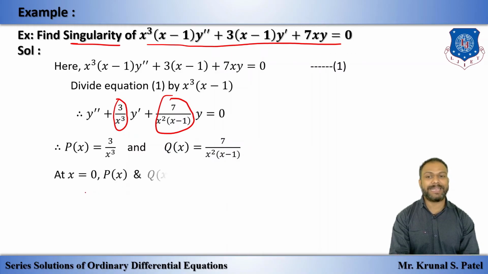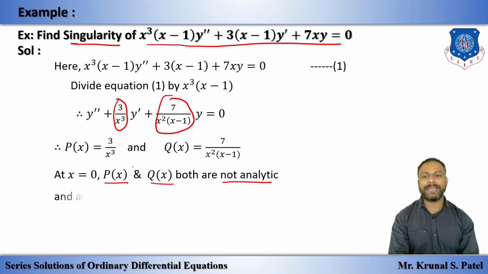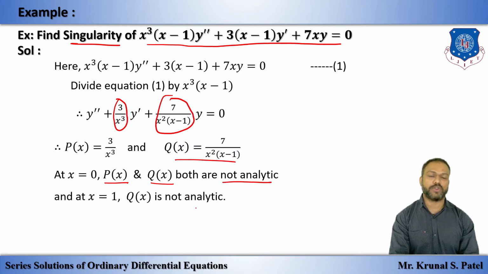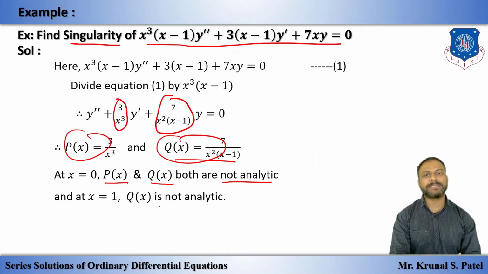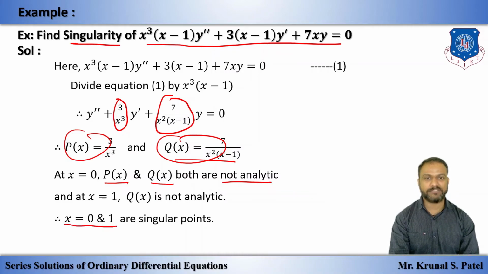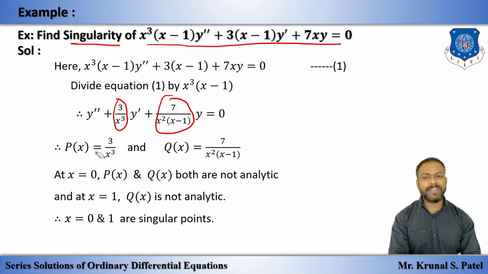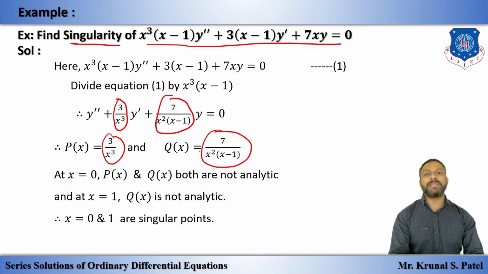So we can say that at x equal to 0, p of x and q of x both are not analytic, and at x equal to 1, q of x is not analytic. And as we know, if either of these two or both are not analytic, then that point is known as a singular point. That means x equal to 0 and 1 are singular points. Other than 0 and 1 there is no singular point, because for any other value of x, p of x and q of x never become infinite.